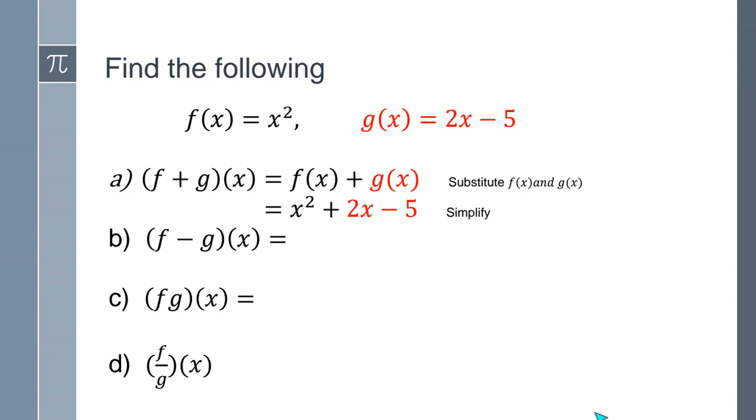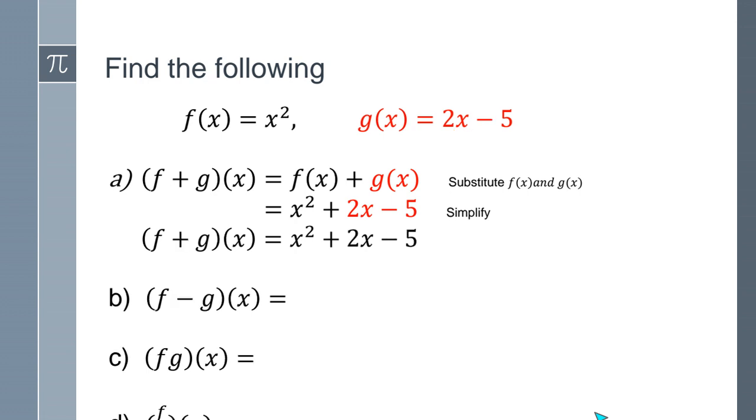And simplify. Simplify means can I combine like terms? So my answer for this one is no. There's no like terms that I can combine. So that's going to be my answer. Just x squared plus 2x minus 5. All right. So there it is.